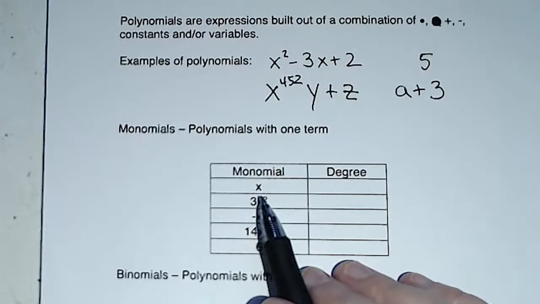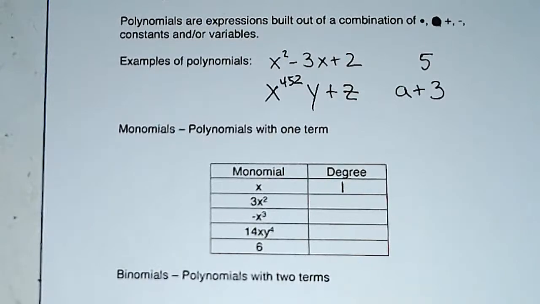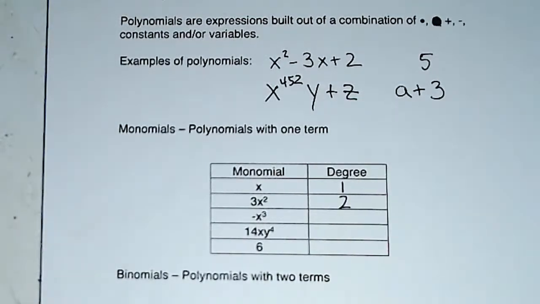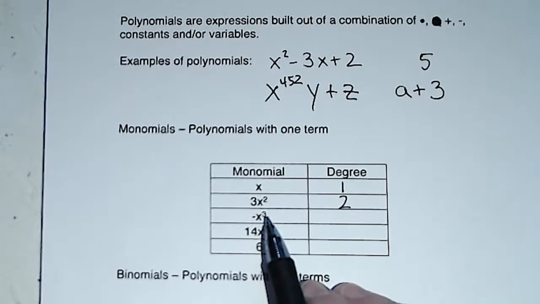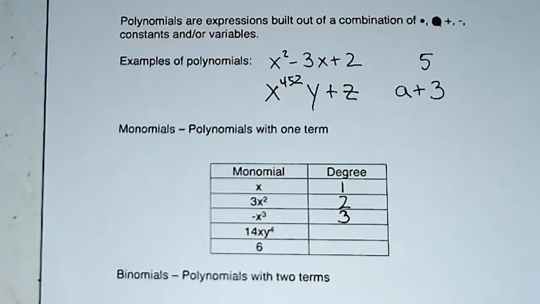For example, just x, and the degree of x is 1. Now, if I have 3x squared, that is also a monomial, and the degree of that is 2. You might be starting to get the idea. If I have the opposite of x cubed, the degree of that is 3. So you're starting to put it together. It has something to do with the exponents.